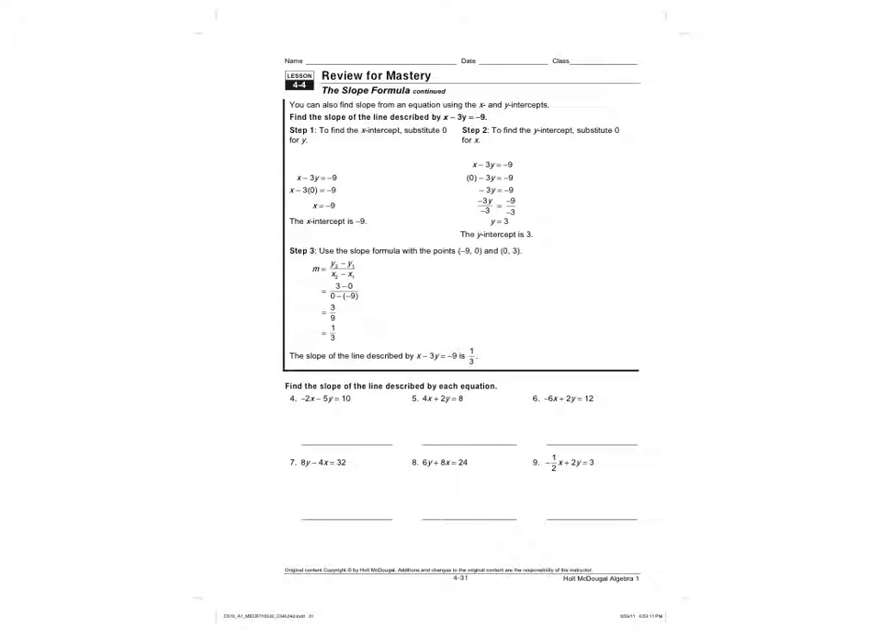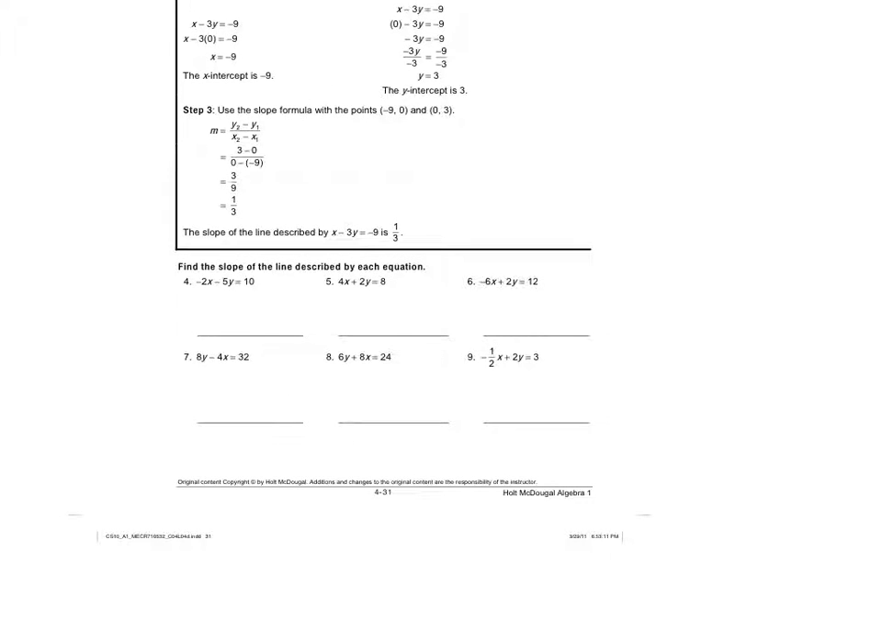You will also have to find the slope from an equation. Now, when we took this quiz, the only way that we knew how to do it from an equation was to plug in zeros and get the intercepts. Now we know lesson 4.6, so all we have to do to these equations is put them into y equals mx plus b. And then the number in front of x is your slope.